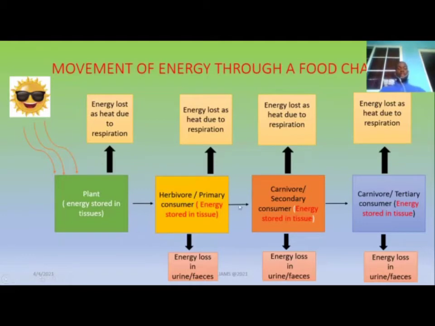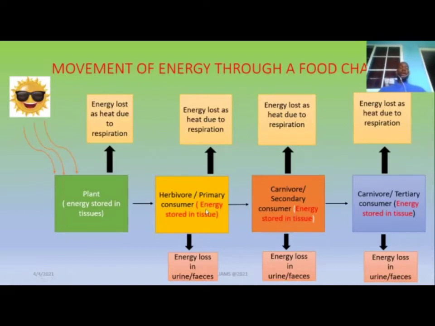Now we come to the herbivore, the primary consumer. It fed on the plant, but it's going to lose energy due to respiration. It's also going to lose energy in the feces and urine that it produces. Therefore, it's going to store a smaller percentage of the energy that it just consumed from the plant. So already we can see that the amount of energy that is being stored here is decreasing. Let's move on now to the secondary consumer.